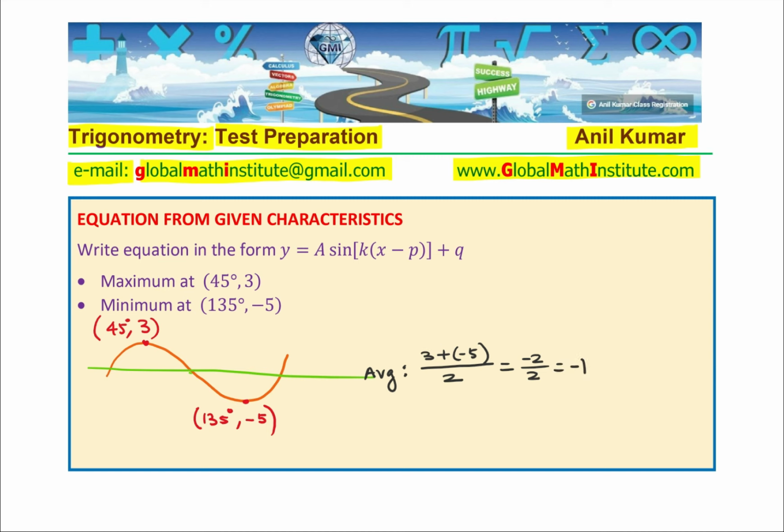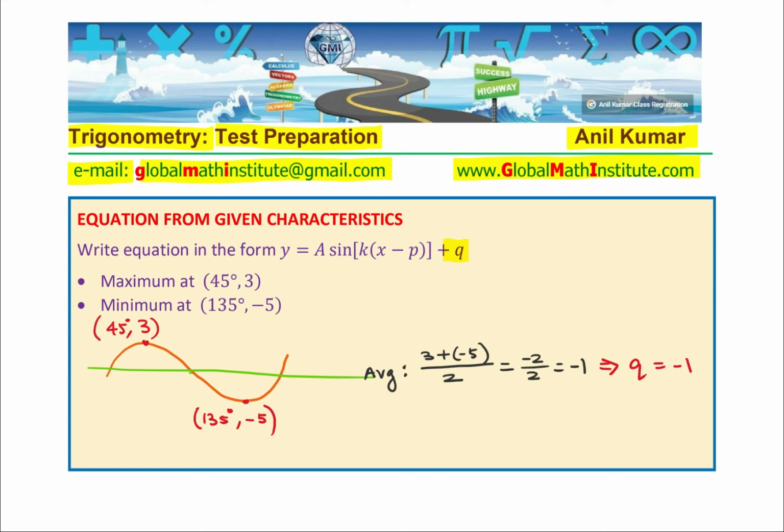So we get the average value, and this average value corresponds to what in the function? This gives you the value of q, right? It has been translated by 1 unit down. Does that make sense? So we got one parameter from the characteristics of this given sinusoidal function. Make sense?